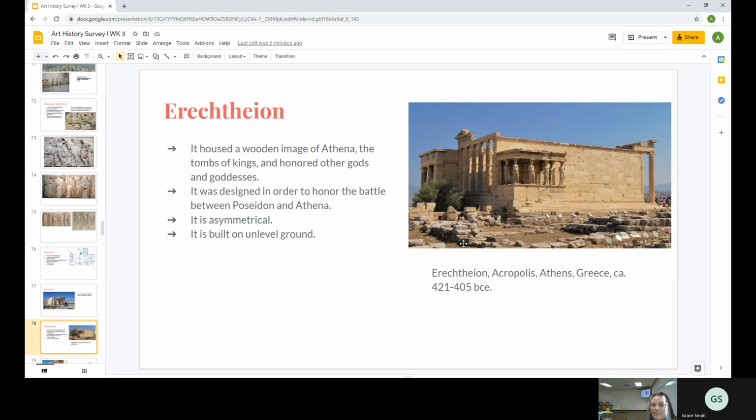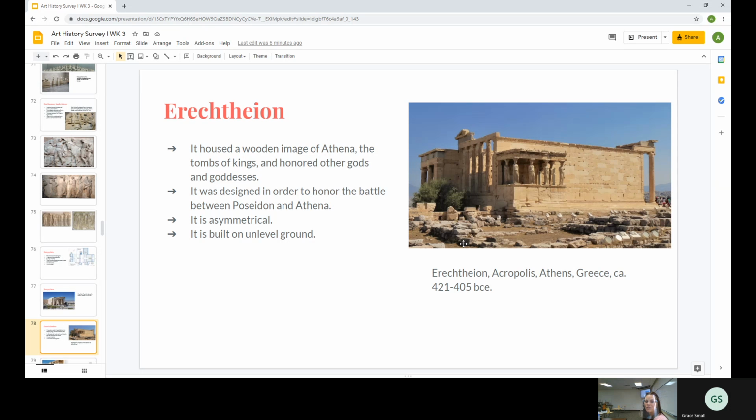Next temple, though, is the Erechtheion. The Erechtheion was where the wooden statue of Athena was later housed, as well as some of the tombs of the first kings of Athens. And it honored some other gods and goddesses. It was designed asymmetrically. It is the only building in the Parthenon or Acropolis complex that was purposefully asymmetrical. The others just weren't finished. Well, the last one was just not finished.